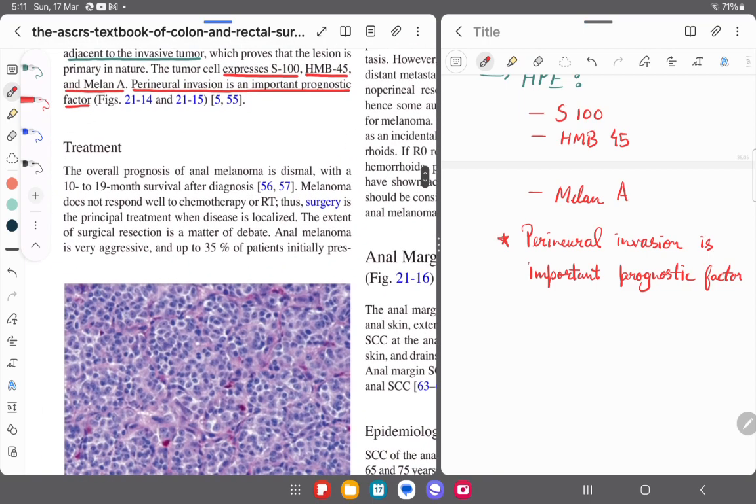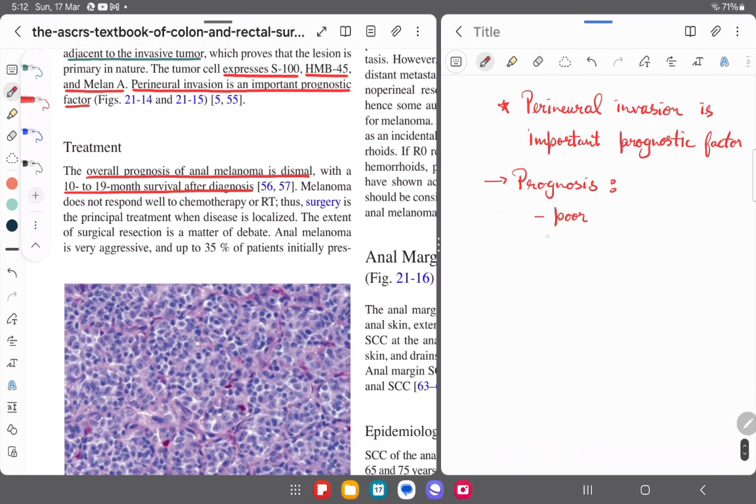Treatment. The overall prognosis of anal melanoma is dismal. Only 10 to 19 months survival after diagnosis. Prognosis is very poor.